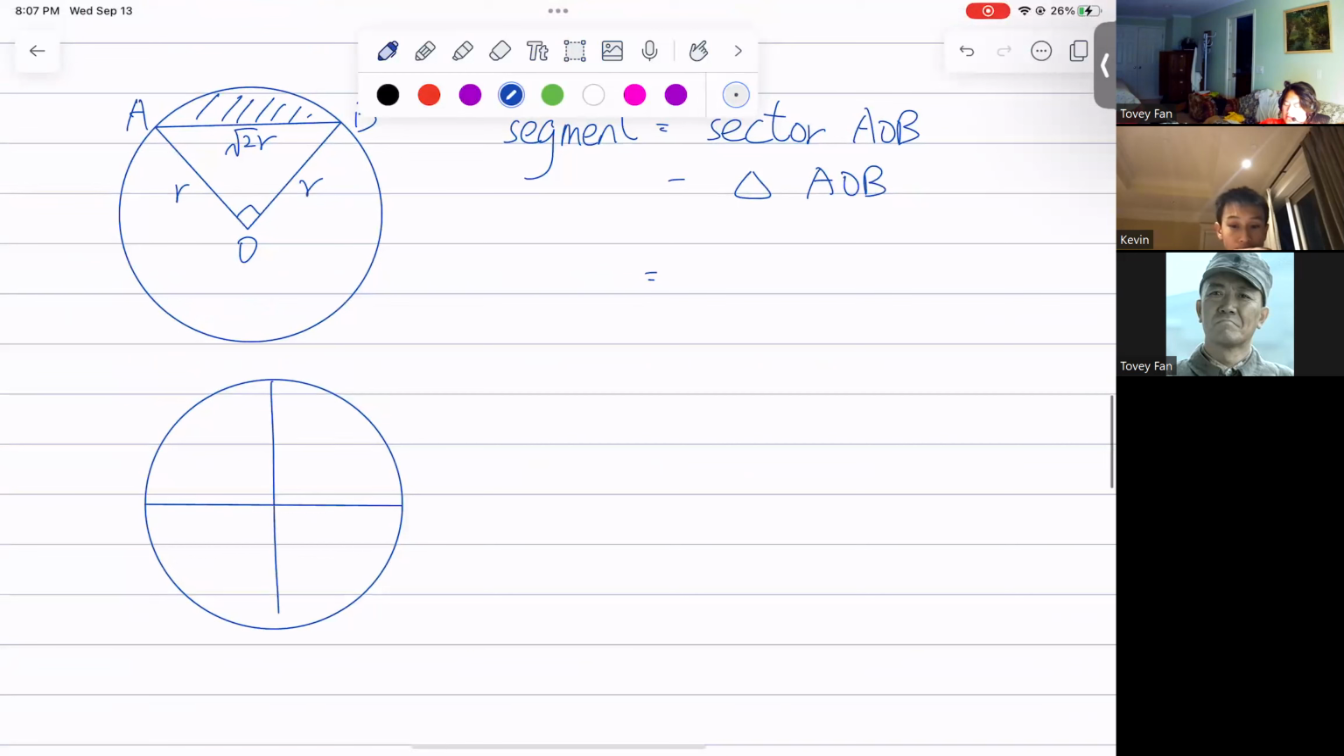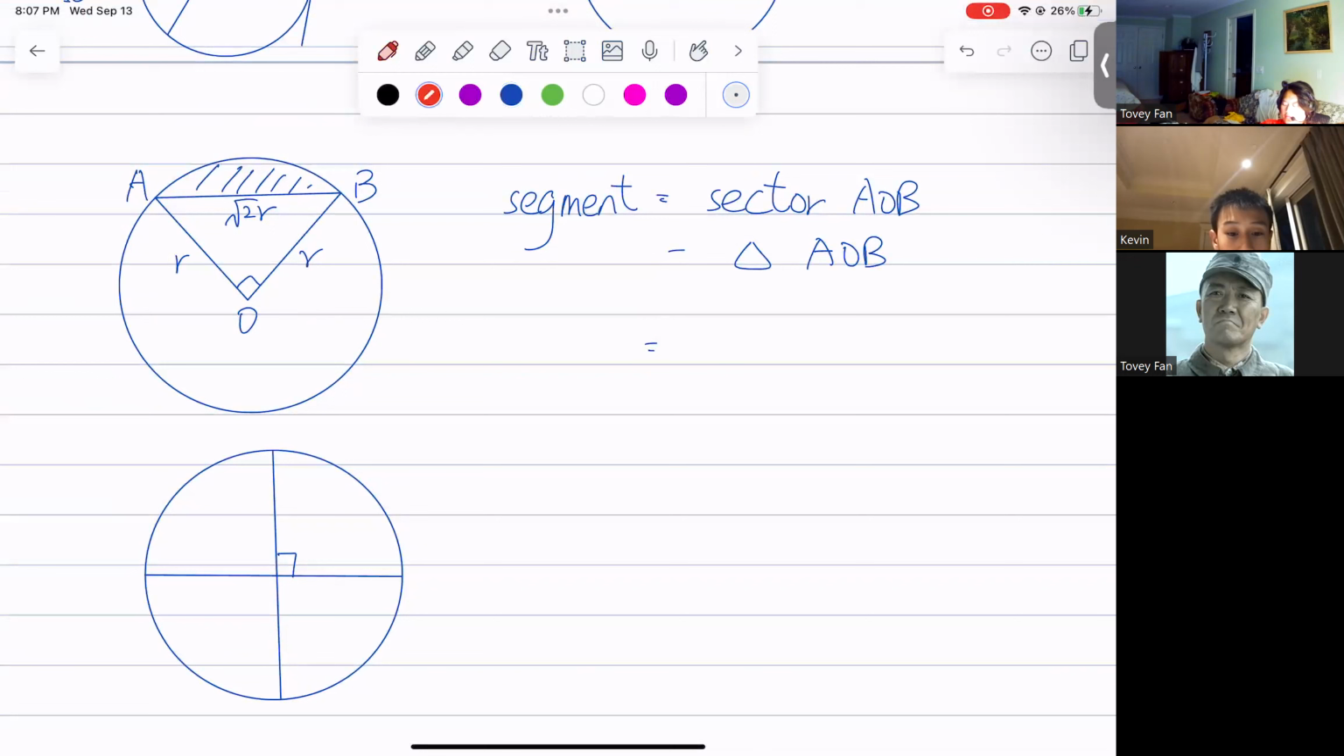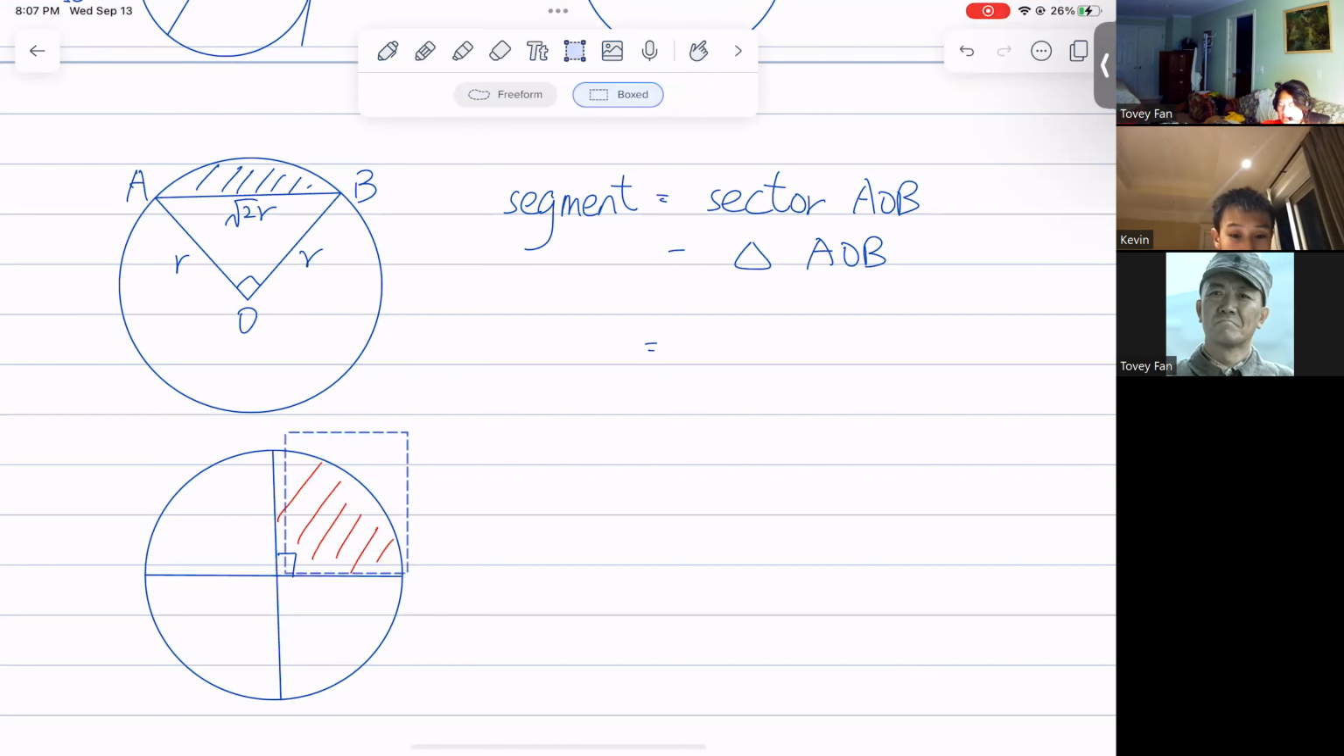So 360, you divide by 4. It's one quarter of a circle, right? Not hard at all. Half circle, quarter circle. Right angle, quarter circle. Okay, so let's do it. What will the area of the sector be?